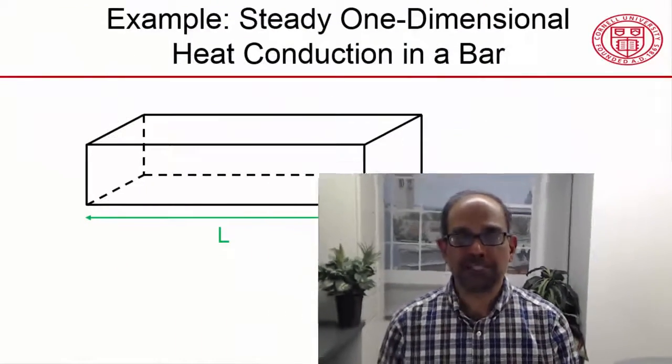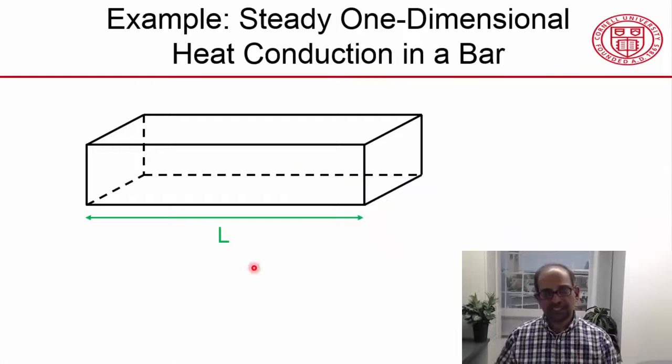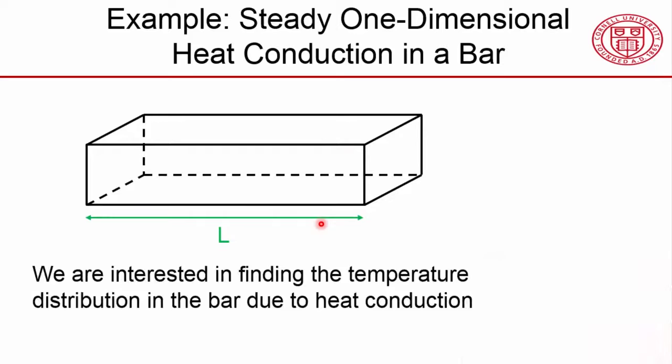Let me go to my PowerPoint slide. Here's the simple problem that we'll consider. We have a bar of some given length, and we have heat conduction in the bar. We are interested in finding the temperature distribution in the bar due to heat conduction. We'll assume that the problem is steady, that is, the temperature at any point doesn't vary with time.